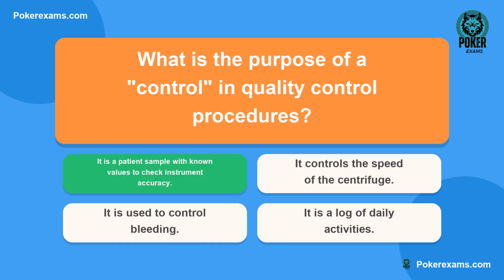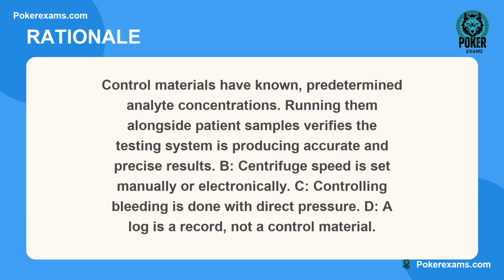The correct answer is A. Here is why. Control materials have known, predetermined analyte concentrations. Running them alongside patient samples verifies the testing system is producing accurate and precise results. B. Centrifuge speed is set manually or electronically. C. Controlling bleeding is done with direct pressure. D. A log is a record, not a control material.